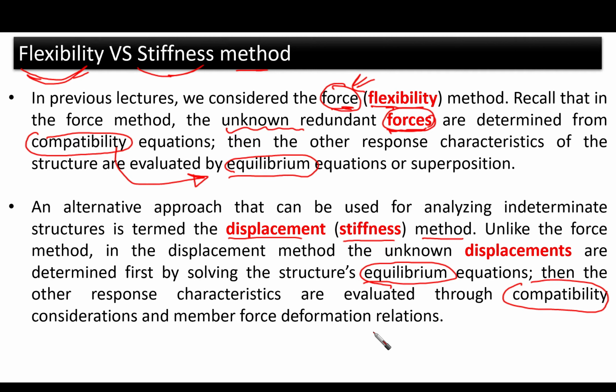So this is an important issue that I want you to remember. Here we start from compatibility and go to equilibrium in the flexibility method. In the stiffness method, we start from equilibrium and go to compatibility. Here the unknowns are forces. Here the unknowns are displacements. So this is an important issue to keep in mind whenever we are thinking about the stiffness or slope deflection method.